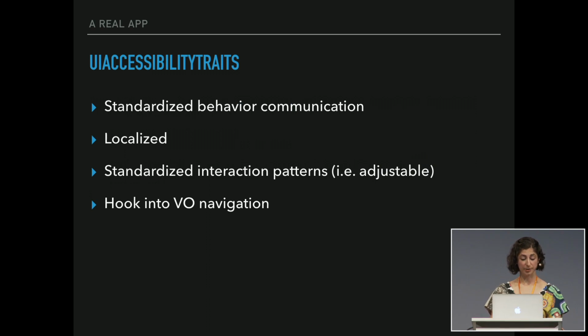The traits allow the system to manage this information, and it can communicate this information in a standard way so that different app developers aren't communicating what a button or a link is in different ways. Traits are already localized for you, so I don't have to worry about localizing words like link or button. And they have standard interaction patterns, so if someone can use something that's adjustable in Spotify, they can use something that's adjustable in my app. They also hook into VoiceOver navigation in the rotor system, which we'll see in just a second.